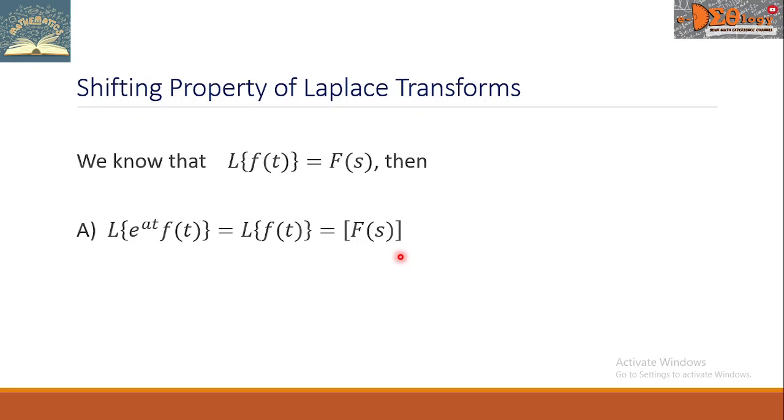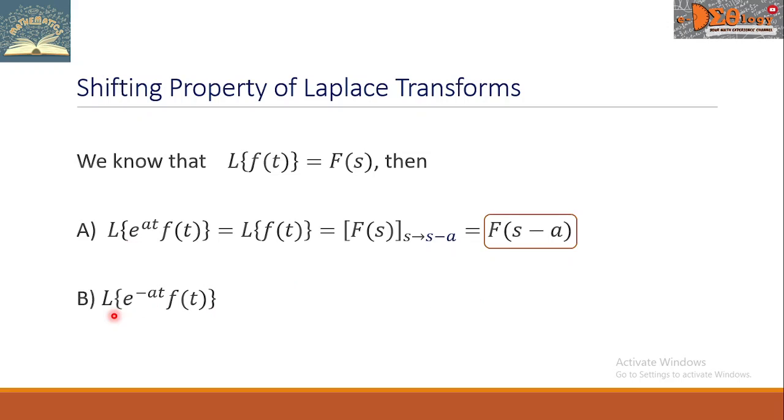From here, we're going to do the shifting. It means from s, we will shift into s minus a, which means we're going to evaluate the function with respect to s minus a. Take note that the a here is the coefficient of t in the exponent of this exponential.